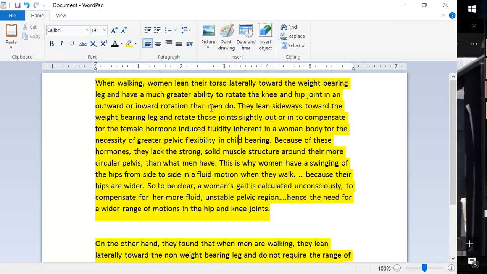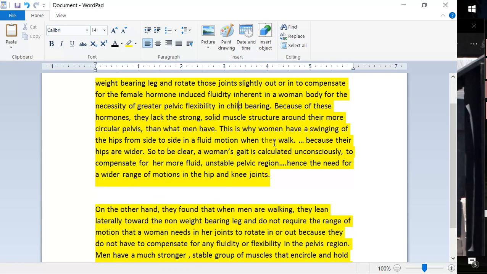So I'll continue reading. It says, when walking, women lean their torso laterally toward the weight-bearing leg and have a much greater ability to rotate the knee and hip joint in an outward or inward rotation than men do. All right. If this is too heavy for you, I'm going to break it down later. I just want to read on and make you understand the finer details. It says, they lean sideways toward the weight-bearing leg and rotate those joints slightly out or in to compensate for the female hormone-induced fluidity inherent in a woman's body for the necessity of greater pelvic flexibility in childbearing.